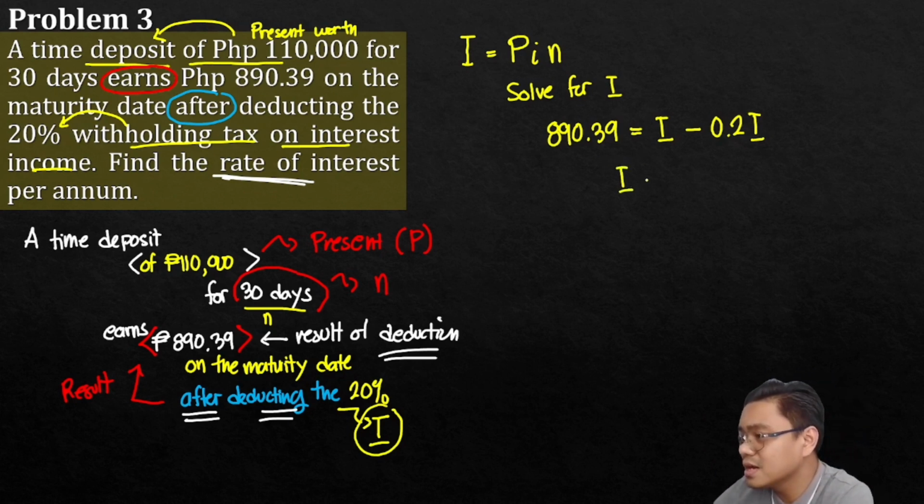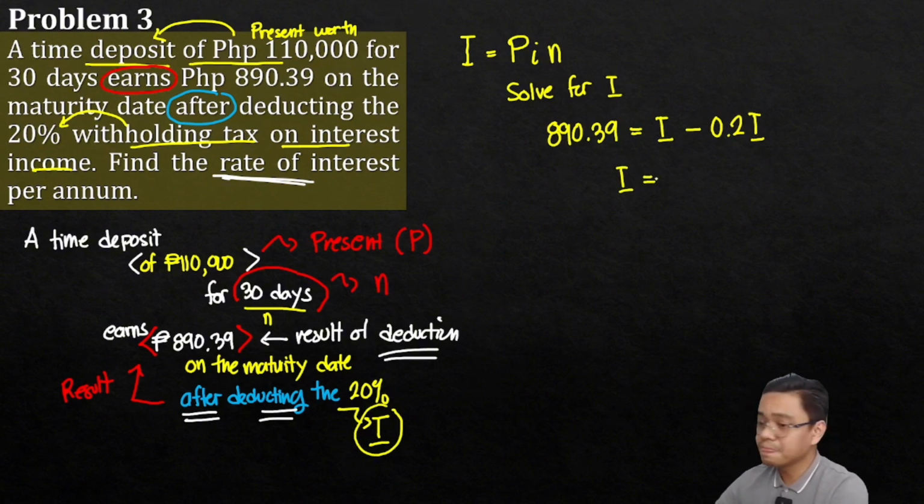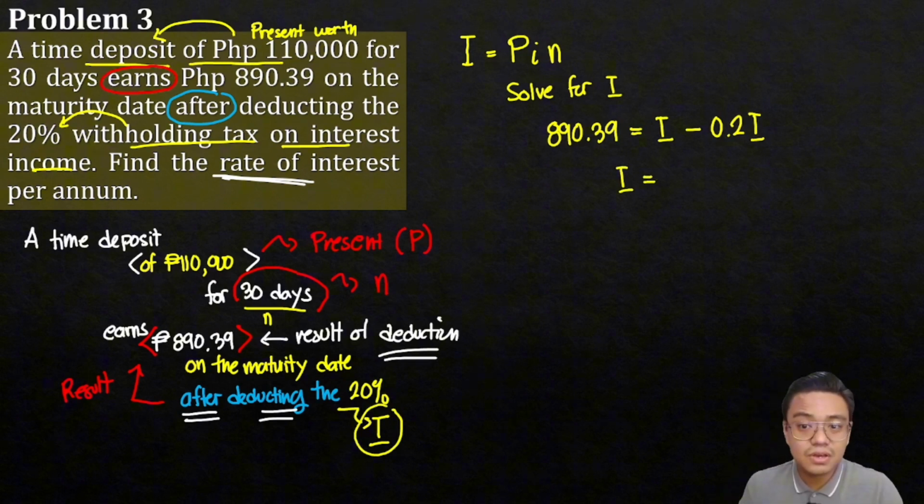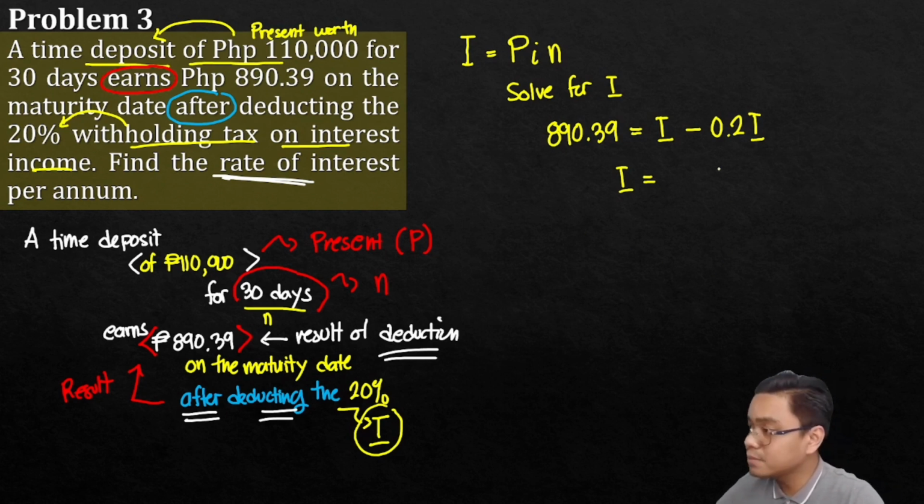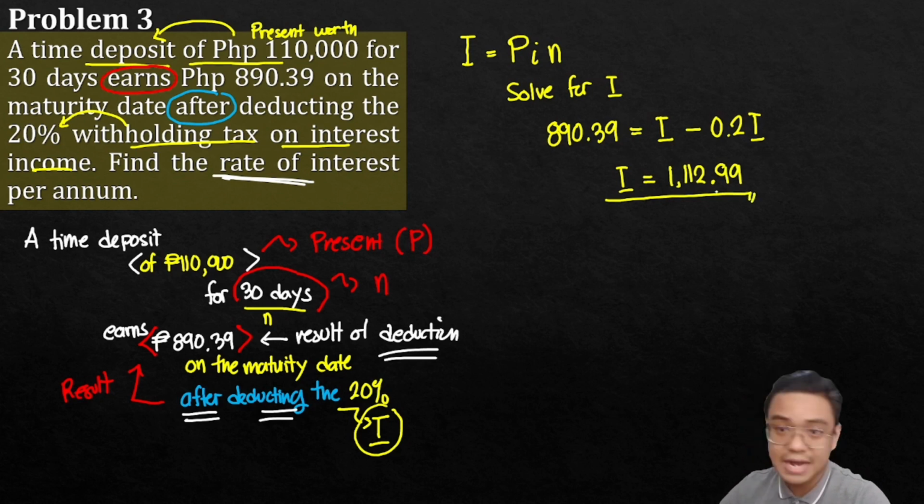So, you have here, I is equivalent to, you just use your calculator, no? You can do shift solve here. So that will be 890.39 is equivalent to x minus 0.2 times x. Shift solve here, then you'll be able to get 1,112.99. That is the value of your I. Ayan po yung value ng I natin, ha?